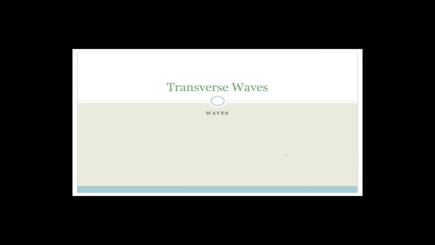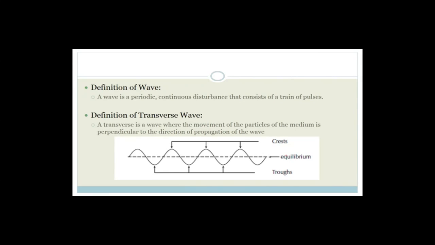Right, so now from pulses, we can actually move on to waves. So we said that a pulse was a single disturbance, right? So what you need to understand is that a wave is a periodic continuous disturbance that consists of a train of pulses, okay? In other words, the definition of a pulse is a single disturbance that moves through a wave, right? A wave is basically a repetition of that pulse, okay? It is periodic, which means that it happens in a specific period. When they're talking about periodic, they mean that it happens at a specific period. So it keeps going, okay? And it's a continuous disturbance. So it happens non-stop. That consists of a train of pulses.